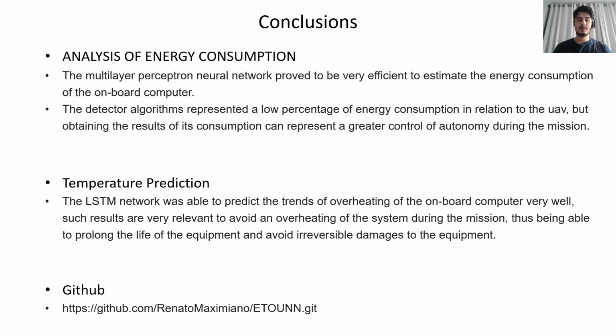We conclude that the multi-layer perceptron neural network proved to be very efficient to estimate the energy consumption of the onboard computer. The detector algorithm represents a low percentage of the energy consumption in relation to the UAV, but obtaining the results of its consumption can represent a great control of autonomy during the mission. The LSTM network was able to predict the trend of overheating of the onboard computer very well. Such results are very relevant to avoid overheating of the system during the mission, thus being able to prolong the life of the equipment and avoid premature damage to the equipment.